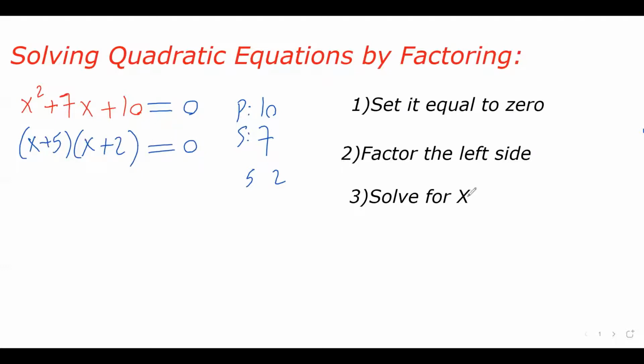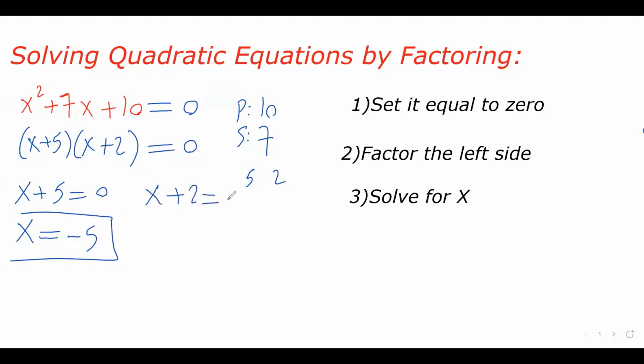And the last step, we need to solve for x. Based on the zero product rule, we know if the product of two factors is 0, that means one or both of those factors are equal to 0. So I need to set each of these factors equal to 0 separately and solve for x. If x plus 5 equals 0, I subtract 5 from both sides, so I get x equals negative 5. And if x plus 2 equals 0, that gives me x equals negative 2. So these two are my solutions or my x-intercepts.